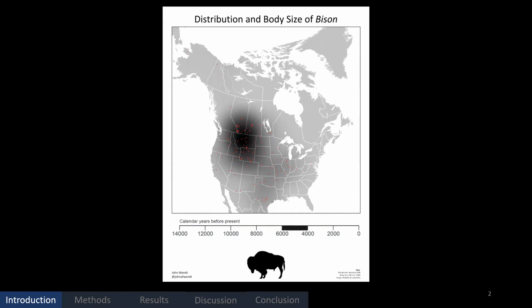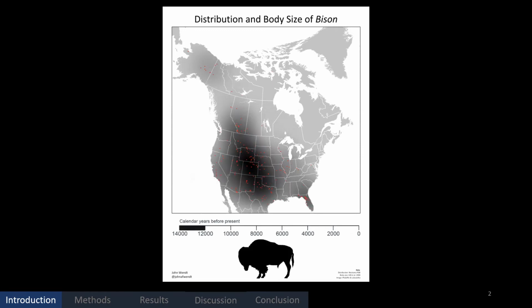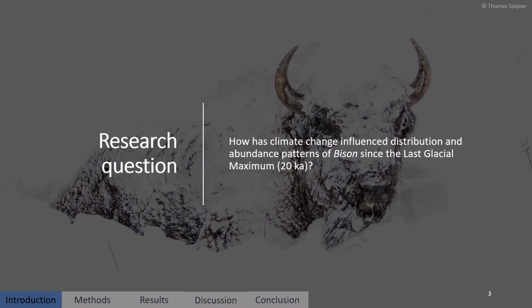It is clear from the distribution patterns and body size changes that bison have experienced dramatic changes since the last glacial maximum. Which brings me to the research question that I will be exploring today. How has climate change influenced the distribution and abundance patterns of bison since the last glacial maximum?